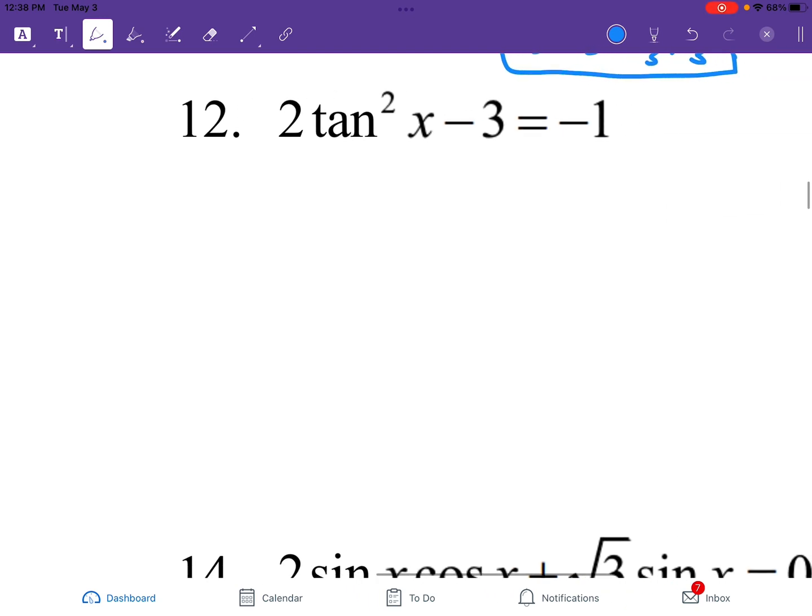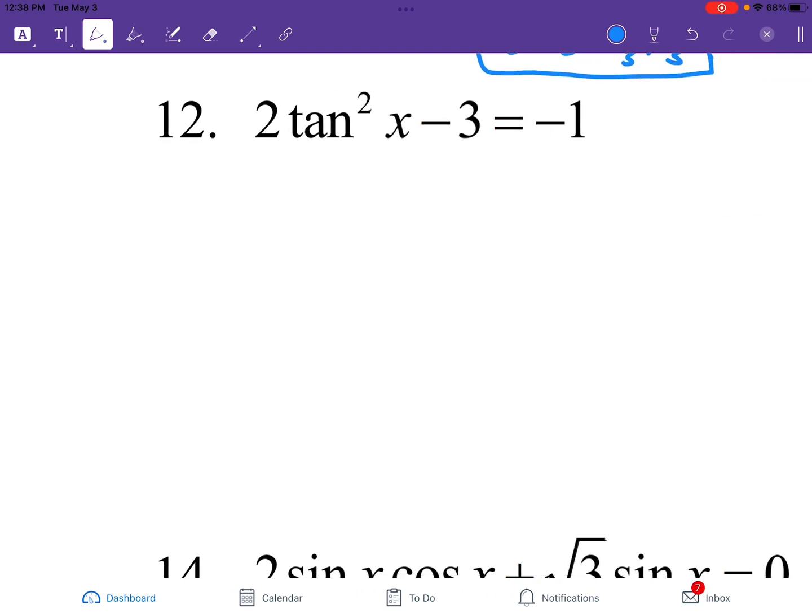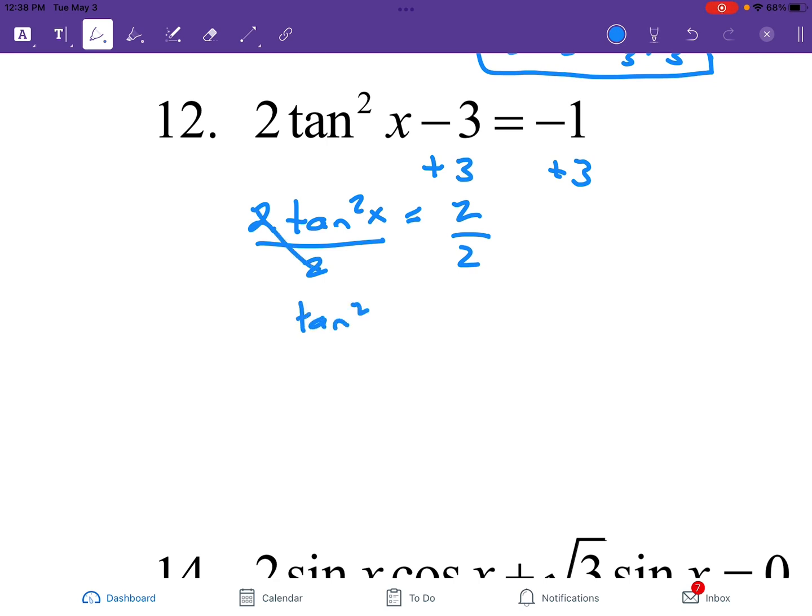Number 12. Straightforward, you add 3 to both sides. So you have 2 times tangent square root of x equals 2. Divide both sides by 2. We get tangent square root of x equals 2 divided by 2 is 1.